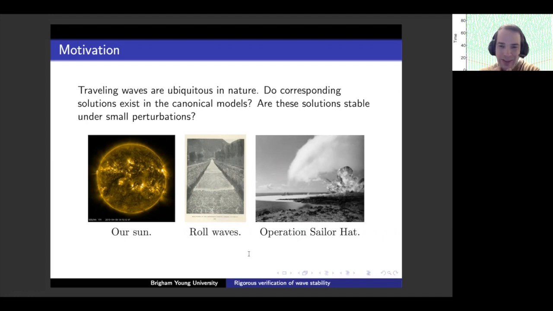So I guess the hope would be that if we can provide verification of a model, then that model could be studied in place of some of these expensive experiments, blowing up $1 billion ships, for example.